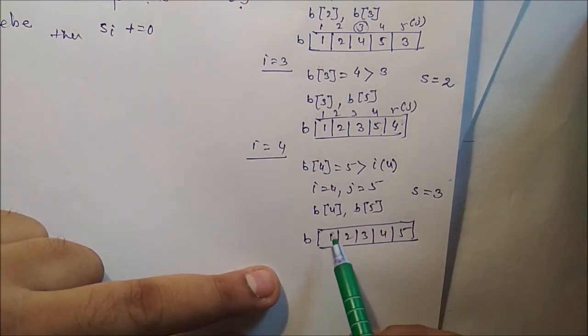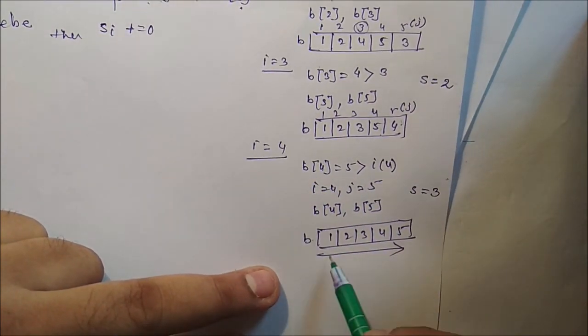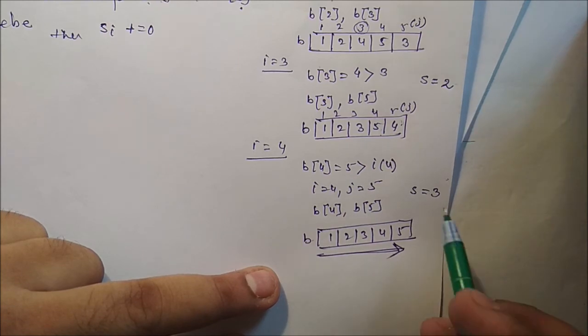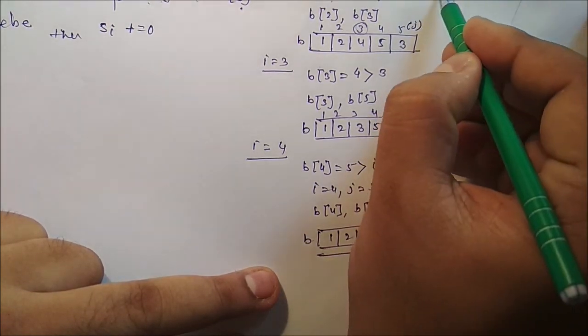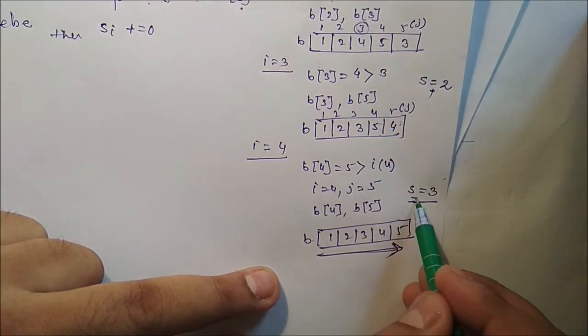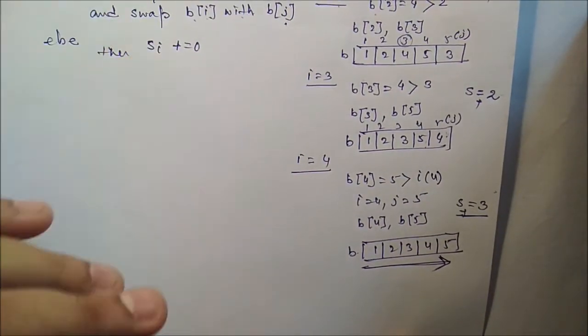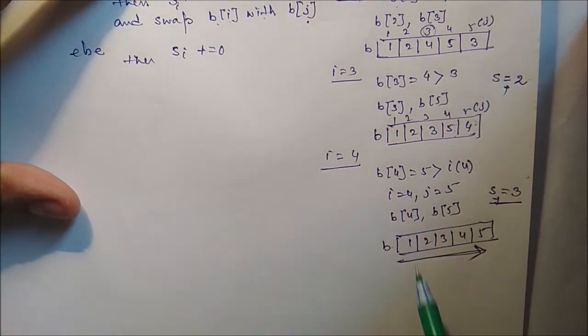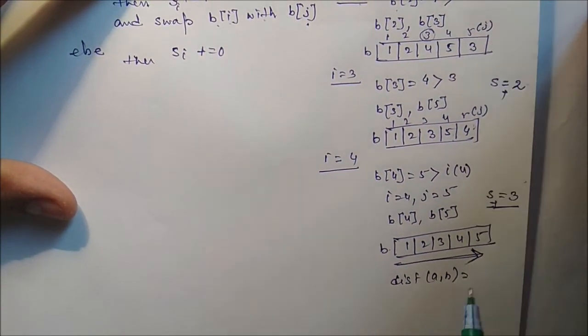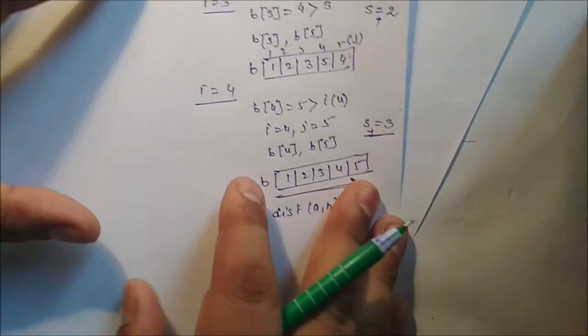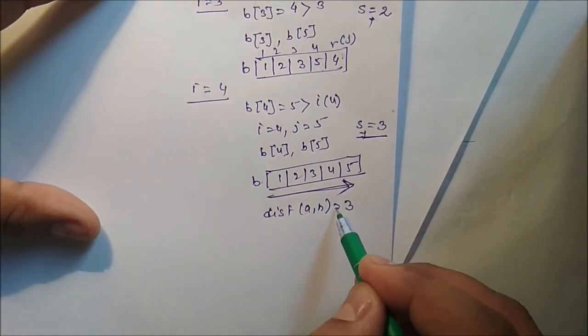You can see here that after the last iteration, it is arranged in ascending order, and the final S value is 3. It is a summation, every time we are adding. So what about the distance between A and B? That is nothing but the summation, that is, the distance is 3.